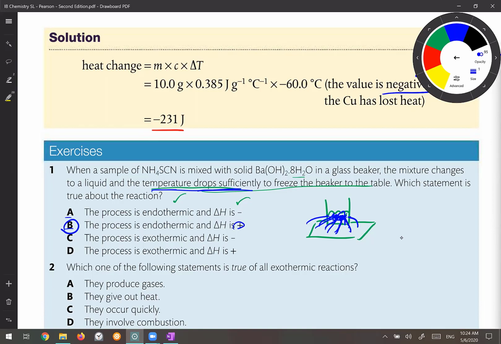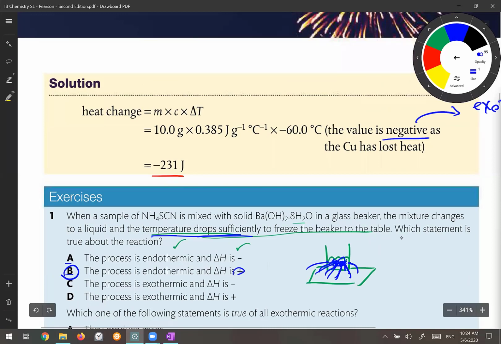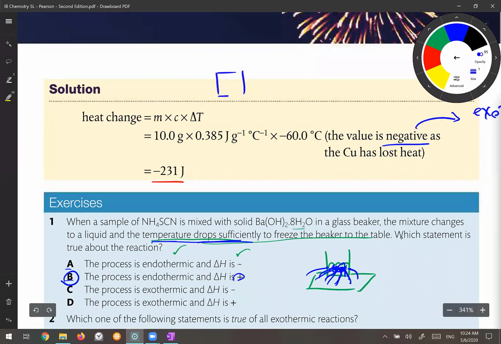But like in the previous question, the temperature dropped, but we said it's exothermic. No, I'm saying the temperature of the surroundings. Here it talks about the temperature of the surroundings. In the previous example, you had a block of copper. The temperature of the copper decreased. It means it has lost energy. So if you were able to measure the temperature of the surroundings, what happens to it? It increases.